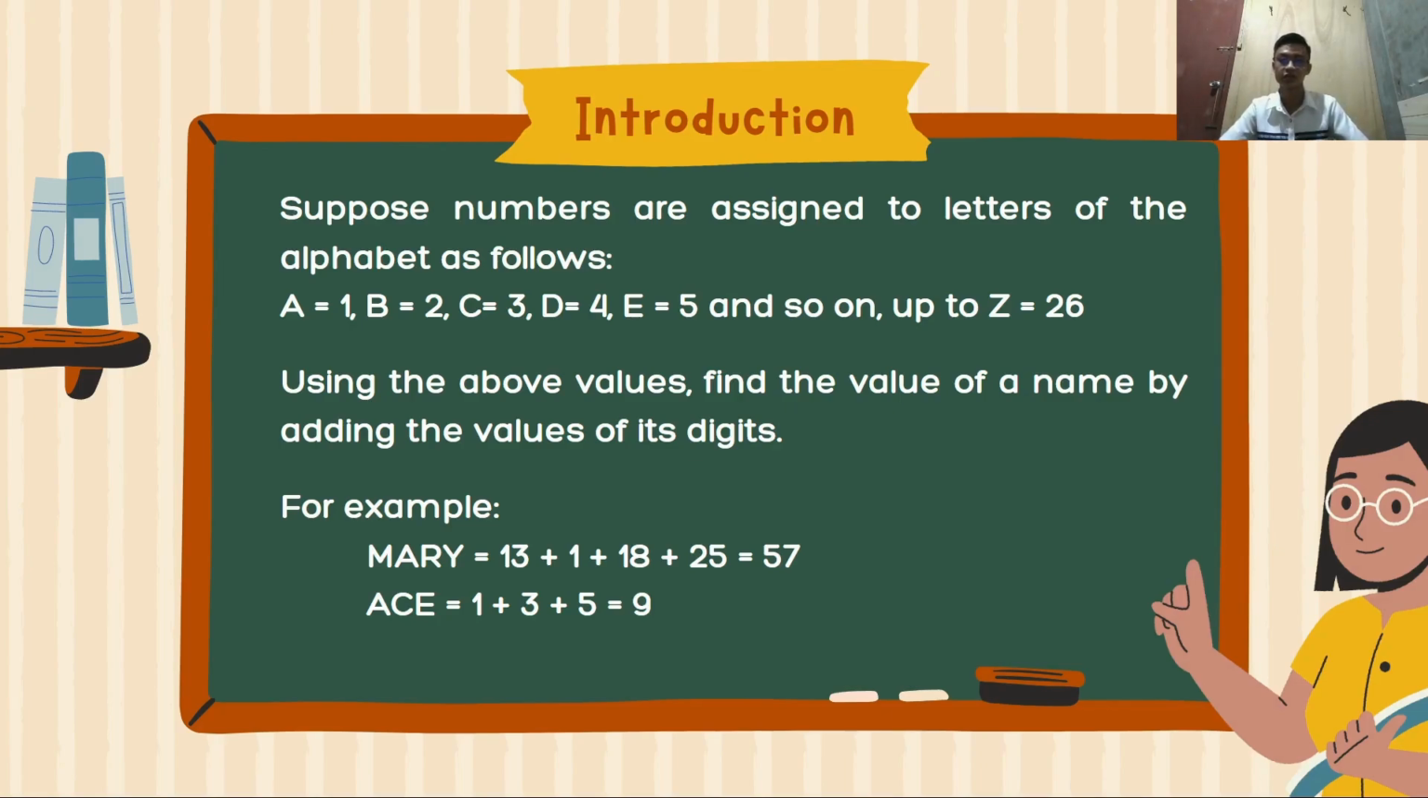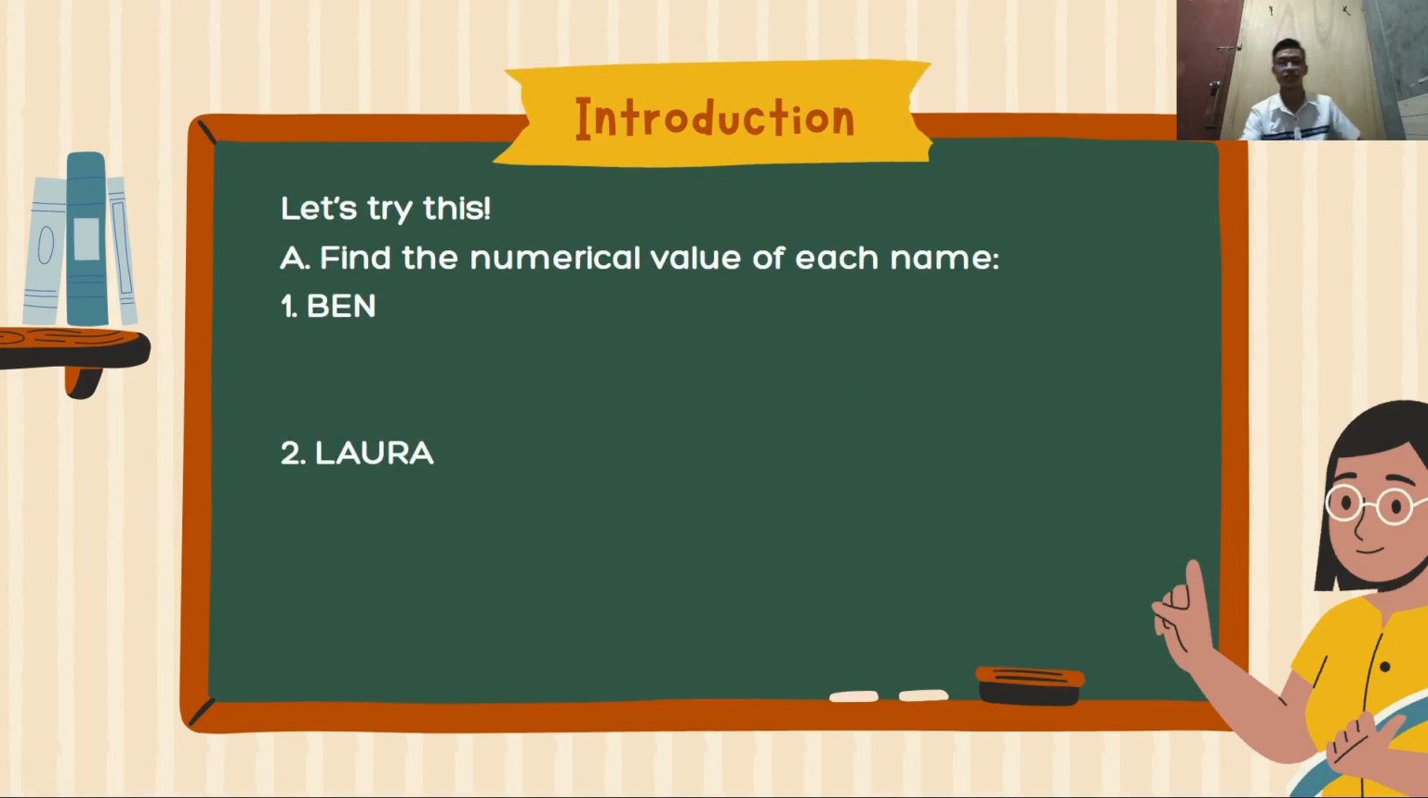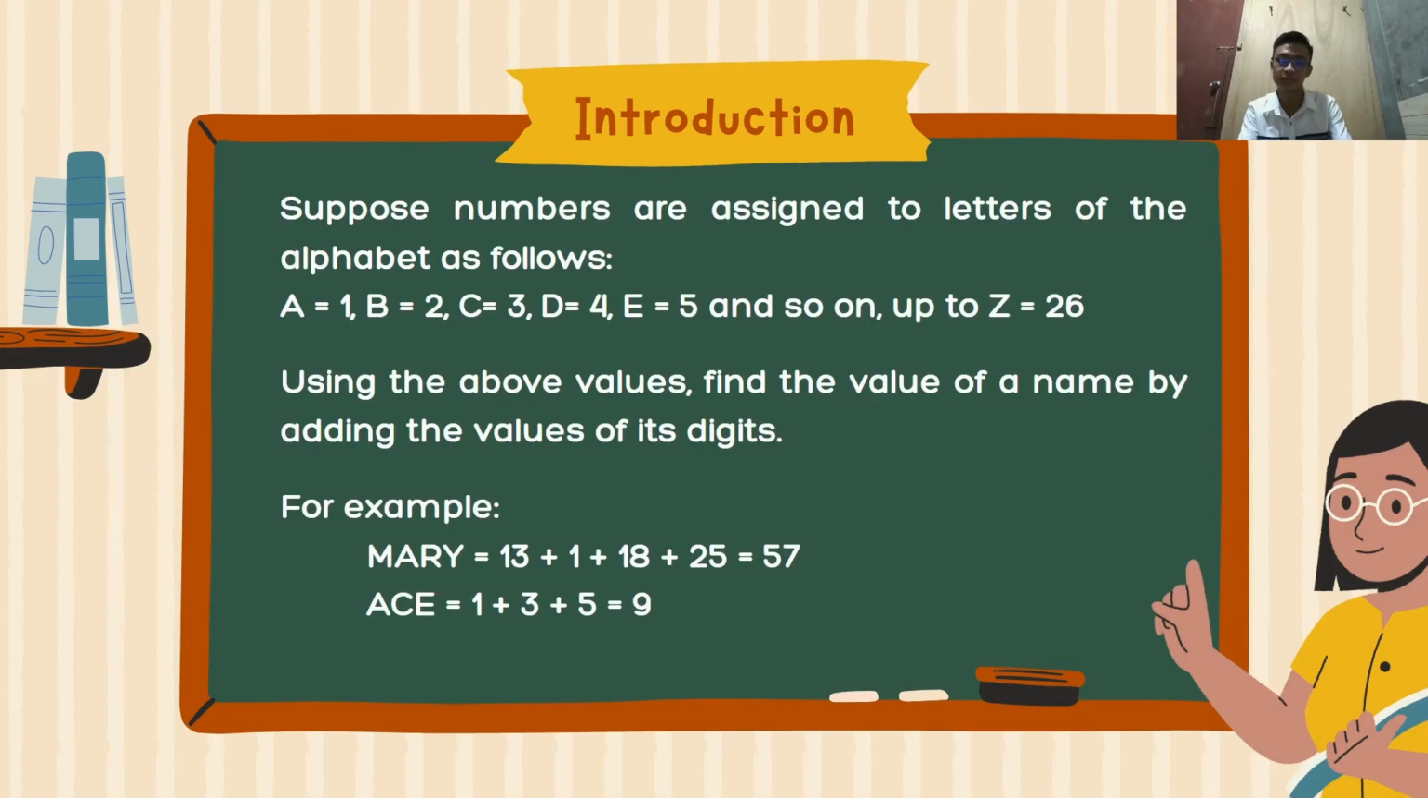Just like also in the name Ace, we have 1 plus 3 plus 5 is equal to 9. So that is an example to illustrate. Now, let's try this. Find the numerical value of each name. Number 1, Ben. Letter B is the second one, letter E is the fifth one, and letter N, I believe it is 14.